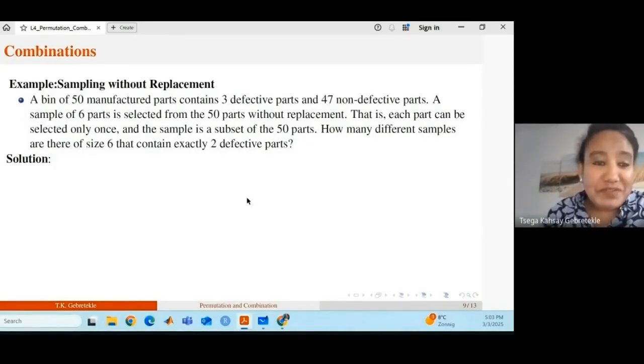A bin of 50 manufactured parts contains 3 defective parts and 47 non-defective parts. A sample of 6 parts is selected from the 50 parts without replacement. How many different samples of size 6 that contain exactly 2 defective parts are there?